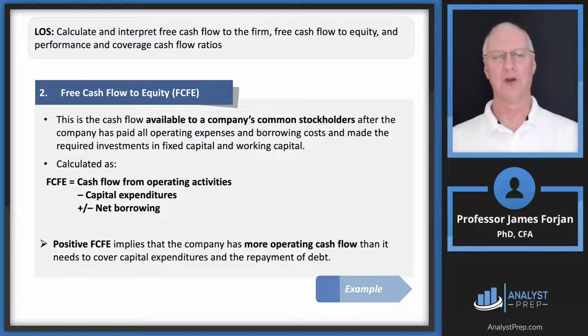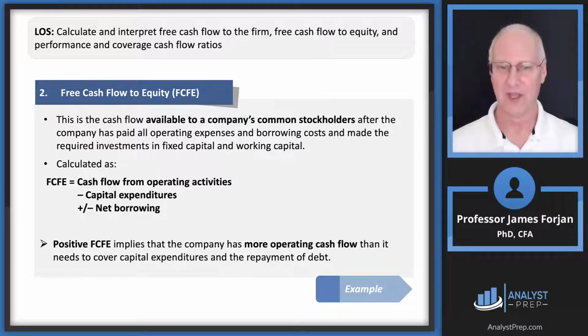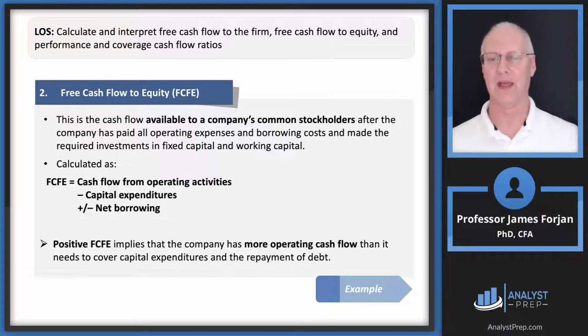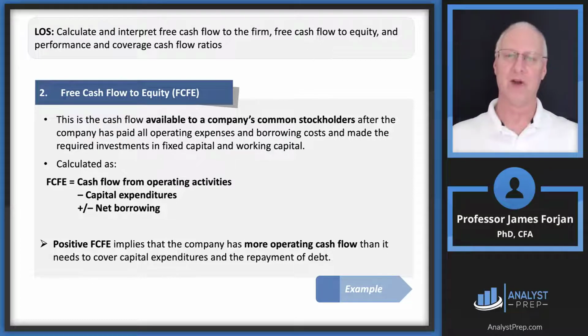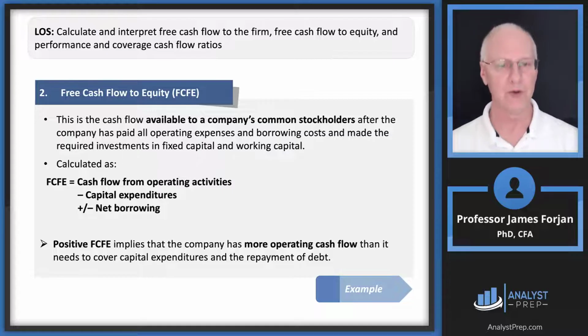And so notice the bottom arrow pointing down there. Positive free cash flow to equity implies the company has more operating cash flow than it needs to cover capital expenditures and the repayment of debt. So what's the goal of the business? The goal of the business is to generate lots and lots of operating cash flow, right? And if the firm generates lots and lots of operating cash flow, over time, free cash flow is going to expand. So the question then becomes, what do we do with all of that free cash flow?